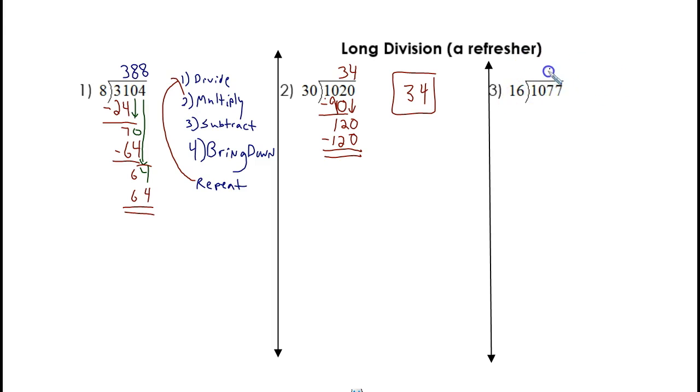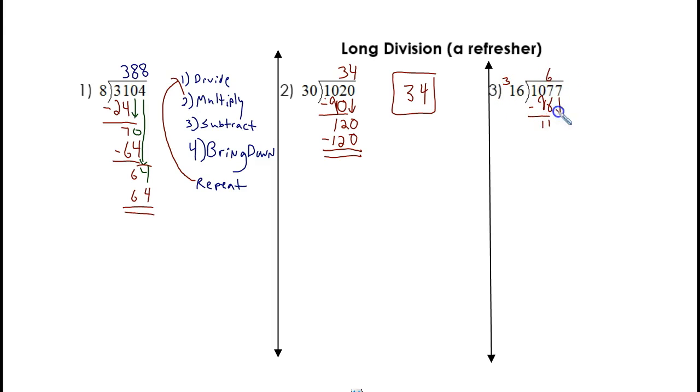So I might try 6. 6 times 6 is 36. 6 times 1 plus 3 is 9. And when I subtract here, I get 11. 11 is less than 16, so I know that I did it right.